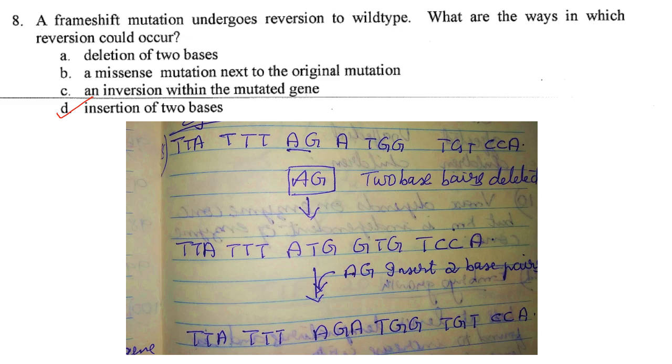Then next one. A frameshift mutation undergoes reversion to wild type. What are the ways in which the reversion could occur? So the answer here is an insertion of 2 bases. Option D is the answer. Now this is an example I have shown here. This is the gene which is getting mutated. So 2 base pairs are deleted. A and G got deleted. Now see, this is what you get after deletion of 2 base pairs. Now you insert 2 base pairs. You will get the same wild type form of the gene. So insertion of 2 bases is the answer.